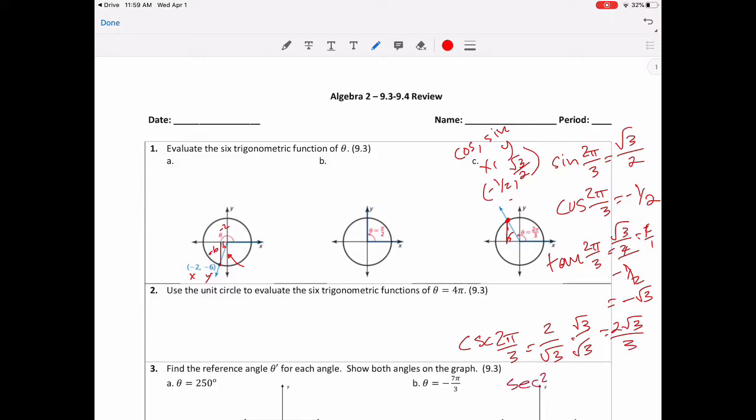Secant is just cosine flipped over, would be negative 2. And cotangent is just tangent flipped over, which I could write like this, negative 1/2 over root 3 over 2. Flip and multiply, 2 over root 3. So that's essentially negative 1 over root 3, and then rationalize. Negative root 3 over 3.